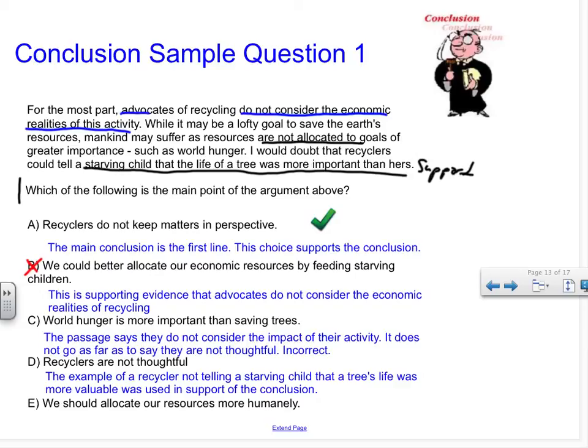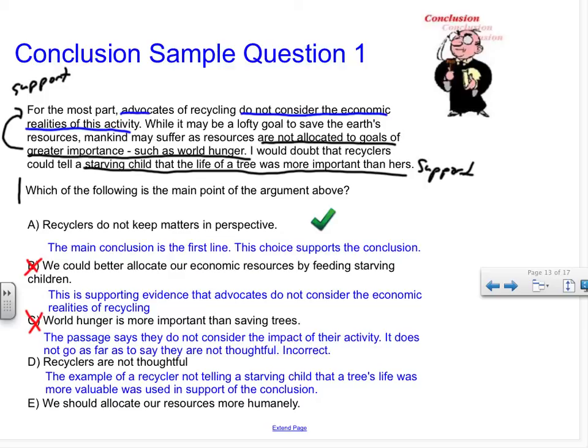Are not allocated to goals of great importance, such as saving trees. So this again provides support for the main conclusion. So let's get rid of C because it's incorrect. Let's take a look at D.